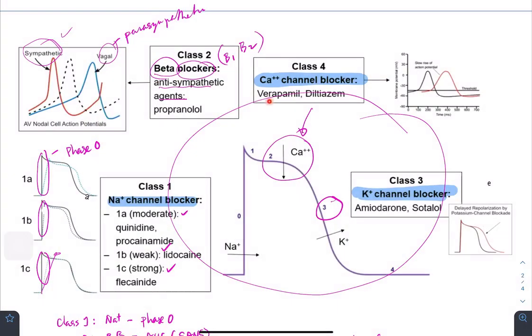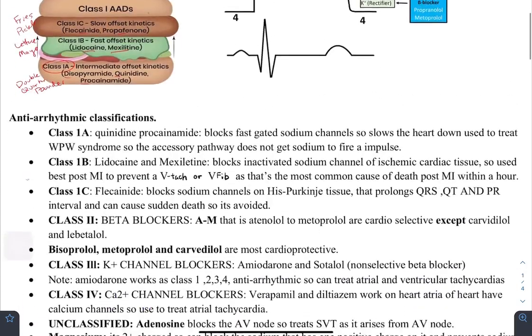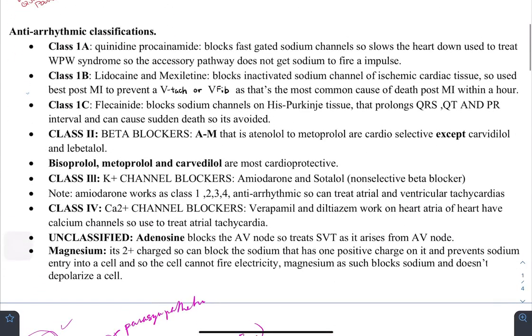Okay, now let's go into details about the drugs. Class 1, we discuss it as a sodium channel blocker, and they are subdivided into 3 versions: 1A, 1B, 1C. 1C is the strongest because 1C blocks the sodium channels on the His-Purkinje tissue.